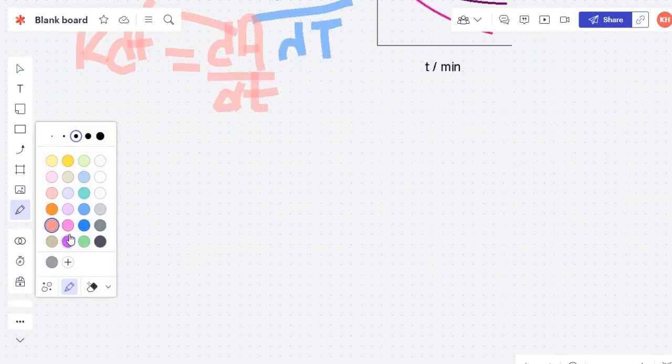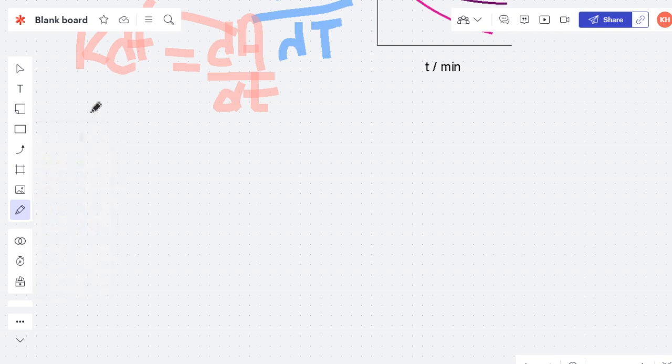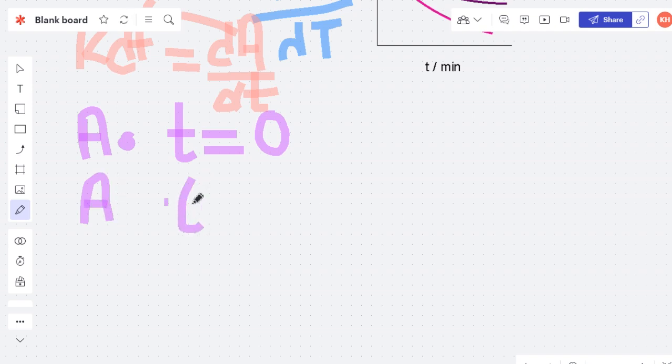Now what I want to do is the integration, which means we know that the initial concentration is A naught at the time when time is equal to 0, and equal to A when time is equal to t. Remember this thing. So now we're going to do the integration.